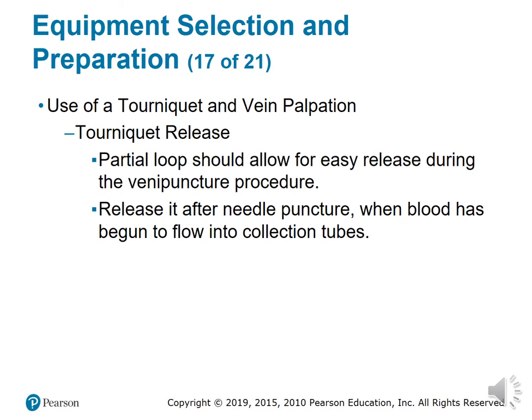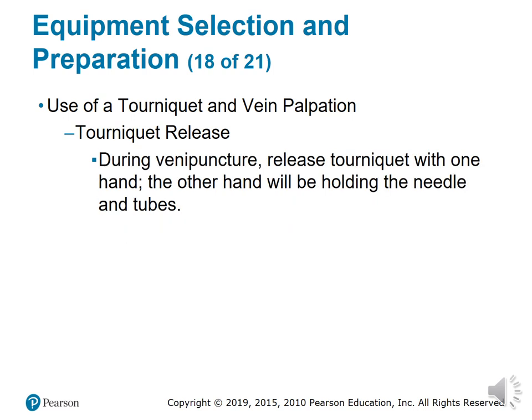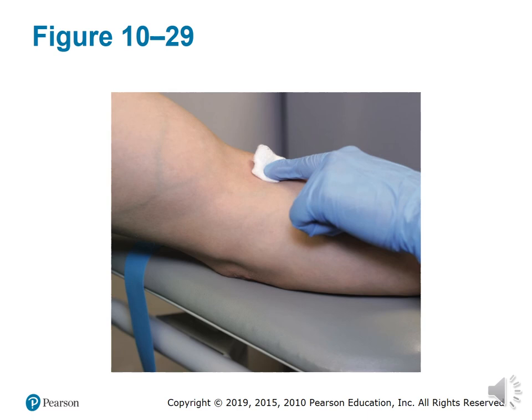Partial loop should allow for easy release during the venipuncture procedure. Release it after needle puncture when blood has begun to flow into collection tubes. During venipuncture, release tourniquet with one hand. The other hand will be holding the needle and tubes. Here we see that venipuncture has been performed and that they're holding the gauze over the site.